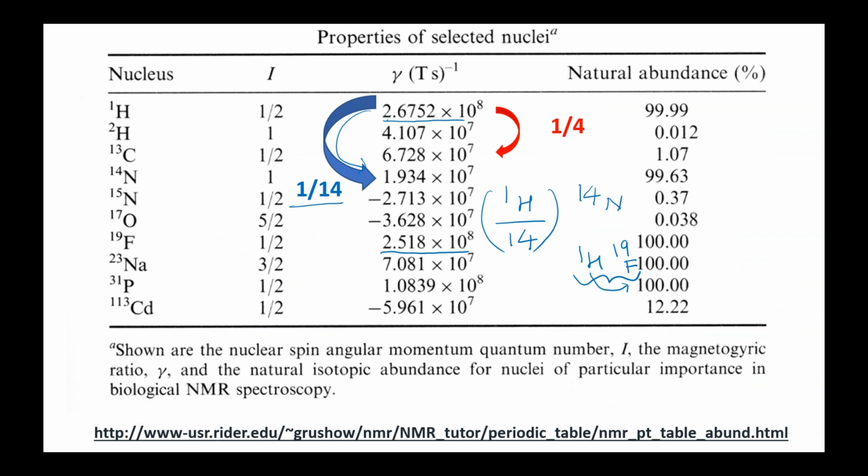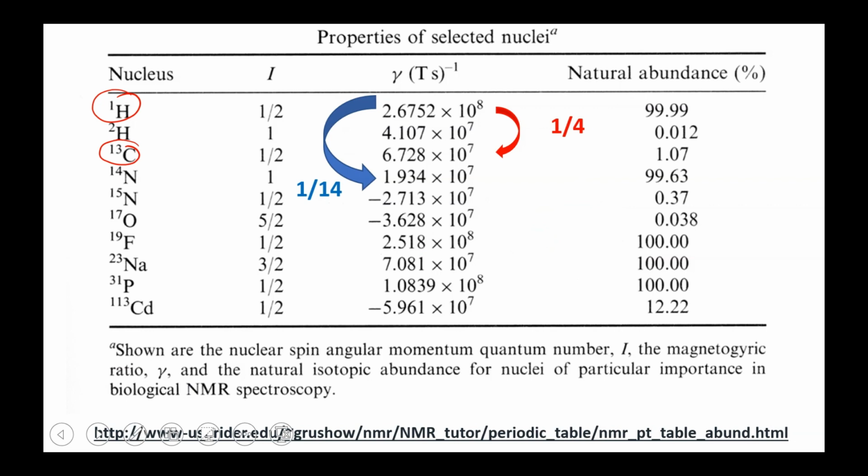Okay, so it becomes very simple. If proton is given and carbon is asked, divide the value of proton by 4. If proton is given and they are asking for the value for nitrogen, divide by 14. If they are asking for fluorine, divide by 1, so it will be the same. Suppose vice versa, they're giving the value for carbon and asking for proton, then multiply by 4.